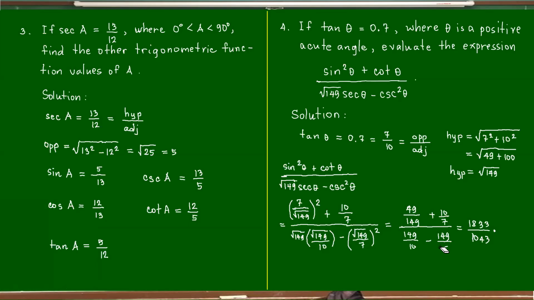Okay. So the denominator is 49. What is the denominator, guys? So the denominator is 149 divided by 10 minus 149 divided by 49. So be careful with the fraction, because if you make a mistake in the fraction, that's the problem.